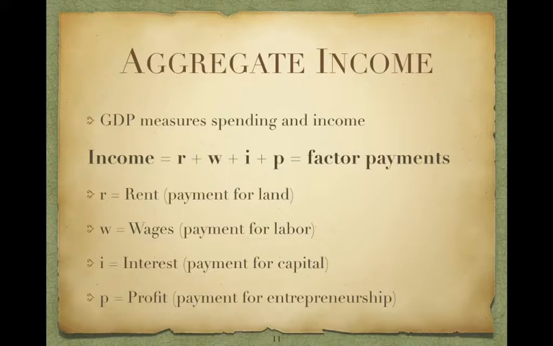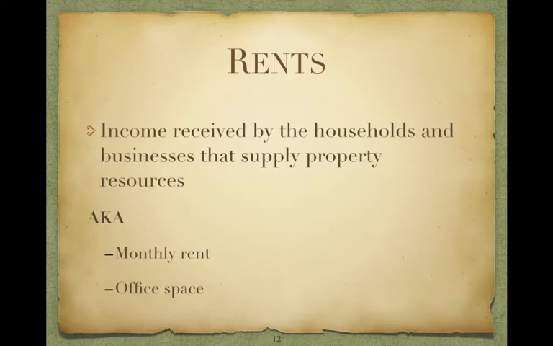So whenever we're looking at land, we're measuring rent for the income approach, because rent is the payment for land. For labor, the payment is wages. The payment for capital, our investments, is interest. And the payment to the entrepreneur for their new products is ultimately economic profit. Rent is the income received by households and businesses that supply property resources. So monthly rent, office spaces, things like that.